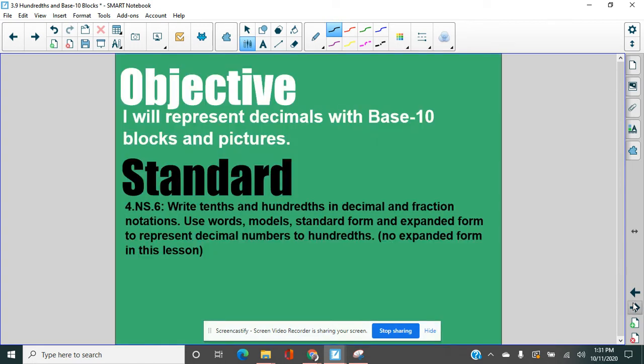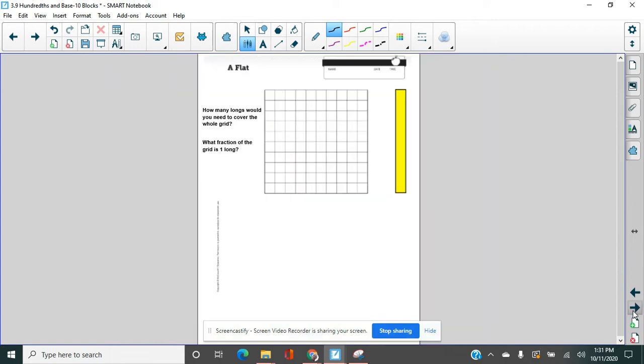So we're going to be representing some decimals with base 10 blocks and pictures. I'm going to be using the blocks here on the video since you might not have the blocks in front of you. Although, if you need them, they are on the Everyday Math Kit website. The e-toolkit has base 10 blocks. All right. How many longs would we need to cover the whole grid? Well, let's do this. So one, two.